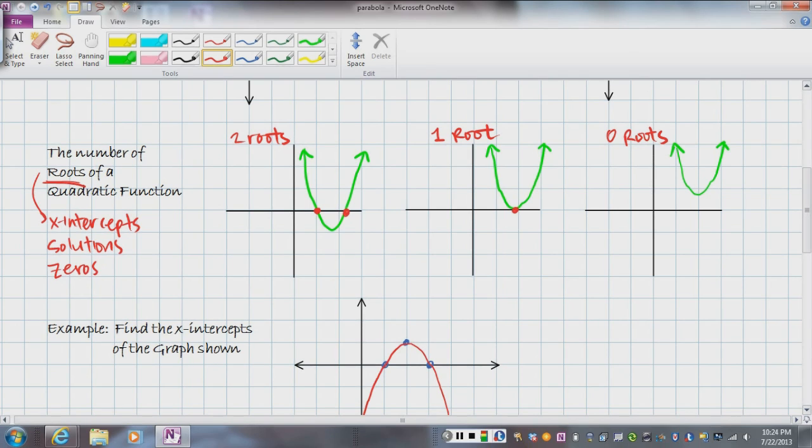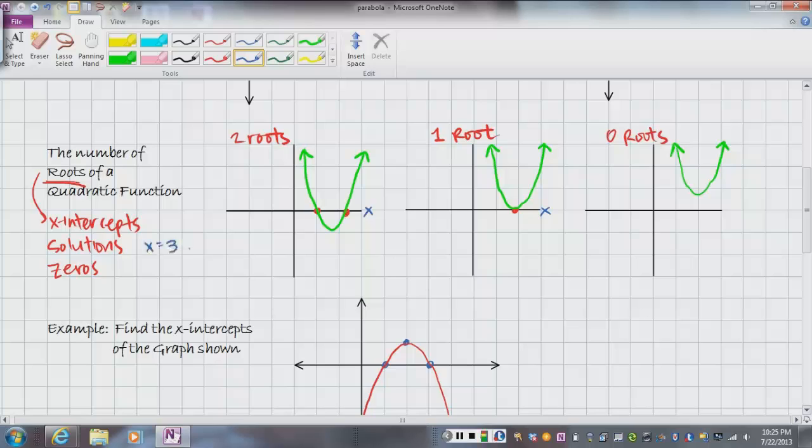Let's talk about the names of these a little bit. They are called x-intercepts because that is obviously where they intercept the x-axis. Right? Those are the points where they cross. They're called solutions because when we solve a quadratic equation and we get answers for x, say x equals 3 and x equals 5, those values, 3 and 5, would be the location on the x-axis where a parabola would cross it.